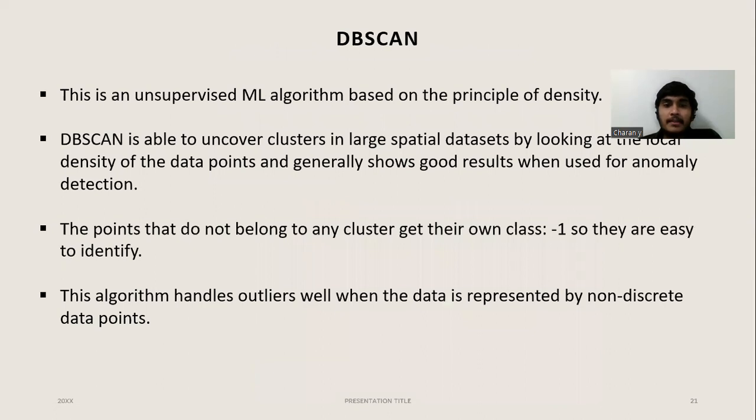DBSCAN. This is an unsupervised machine learning algorithm based on the principle of density. DBSCAN is able to uncover clusters in large spatial datasets by looking at the local density of the data points and generally shows good results when used for anomaly detection. The points that do not belong to a cluster get their own class, so they are easy to identify. The algorithm handles outliers well when the data is represented by non-discrete data points.